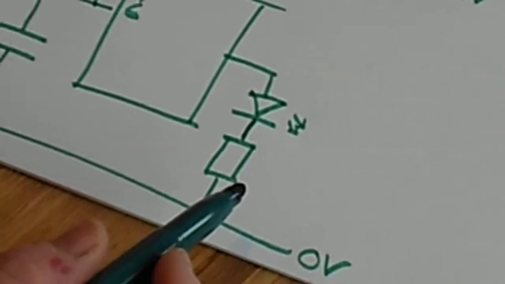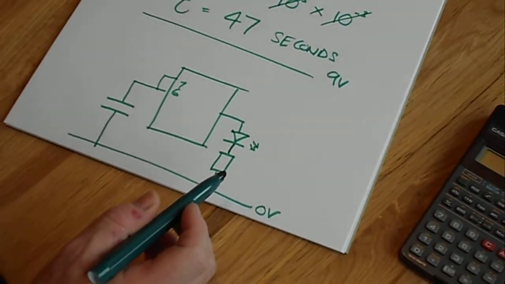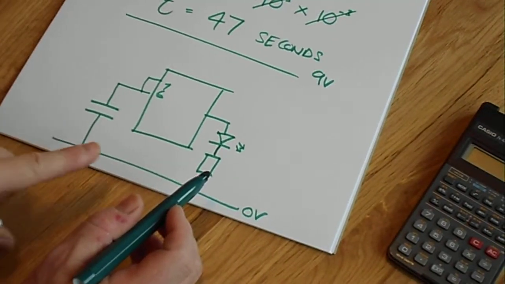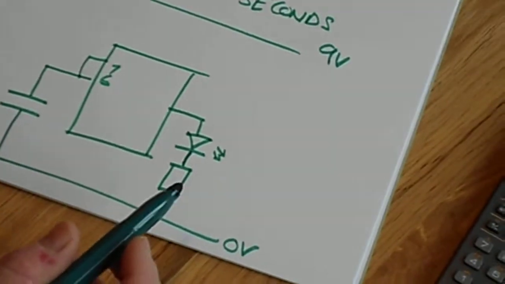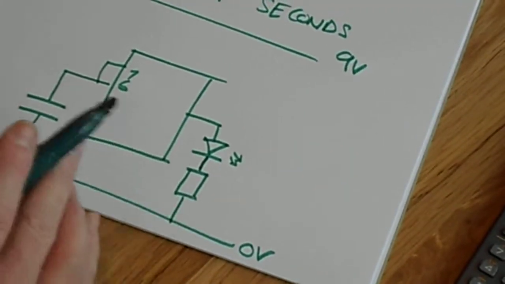Often the calculation and the reality are different because the capacitors aren't very well made, the resistors aren't very well made, they're not very accurate, therefore the actual calculation could be quite different to the real thing.